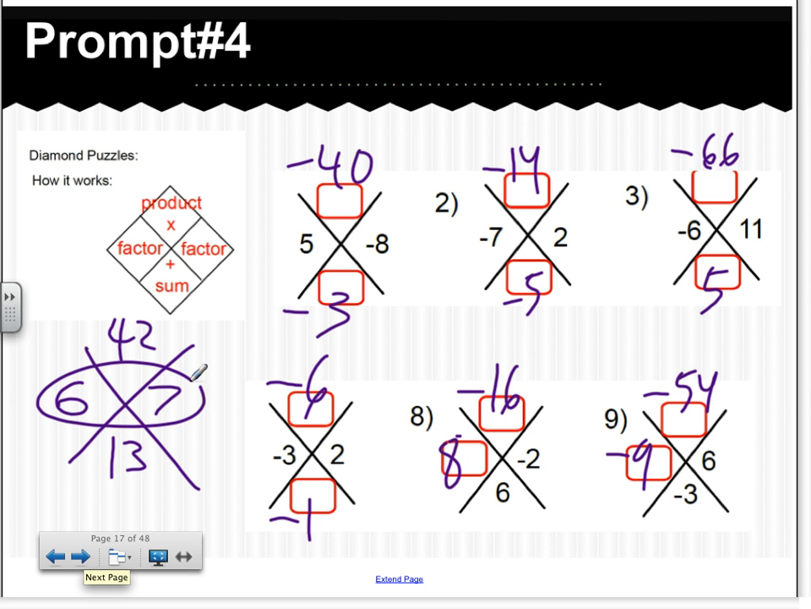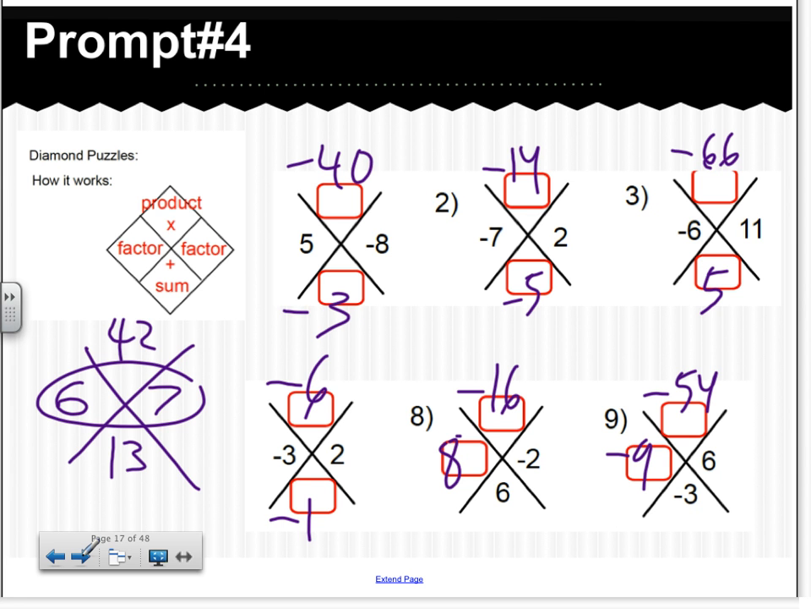So I can give you any location, and you have to figure out how to fill in the rest. So in this case, 6 times 7 is 42. 6 plus 7 is 13. There's only one combination that works, okay? This is exactly one. But you can have different combinations for different products, right? So just use that to guide you.